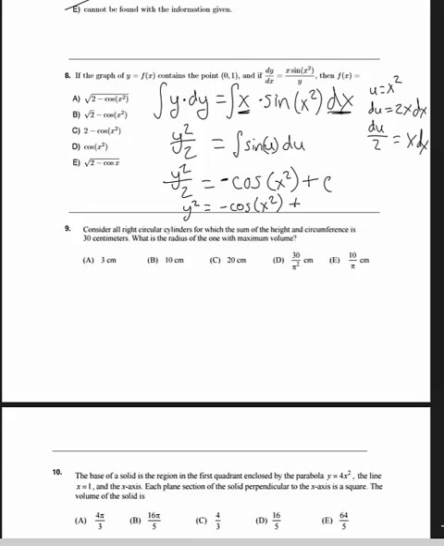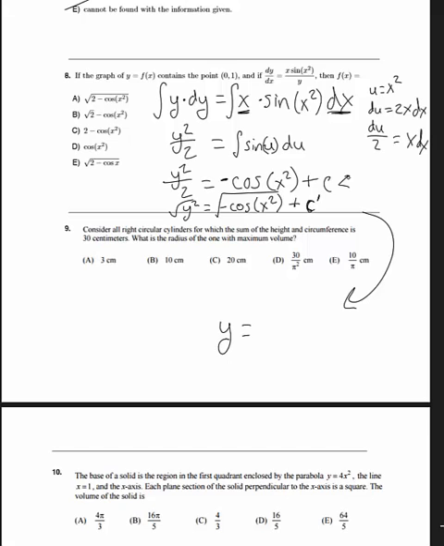plus 2 times c is 2c, or we could just call this, again, like another c, or c prime if we want. If you solved right here, you'll have a c, but once you multiply, you'll get this new c, so it doesn't really matter where you plug it in. And then I'm going to take the square root of both sides, and I'm going to write down here, y equals the square root of c minus cosine of x squared.